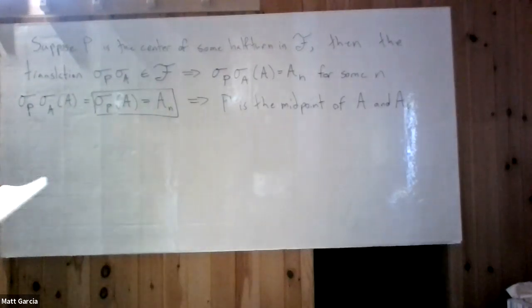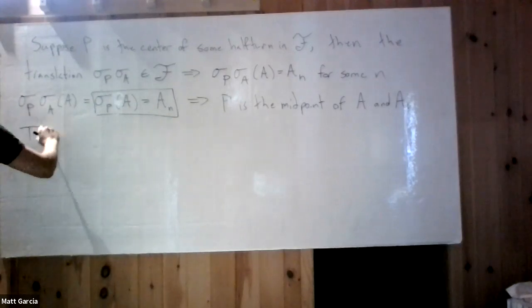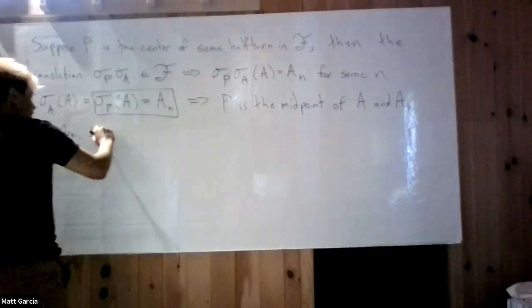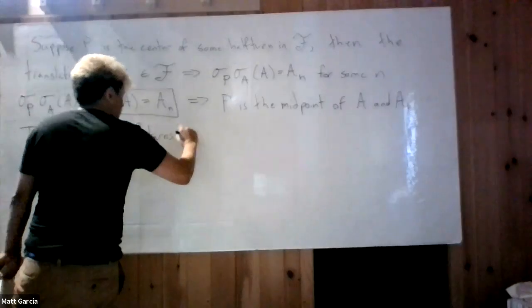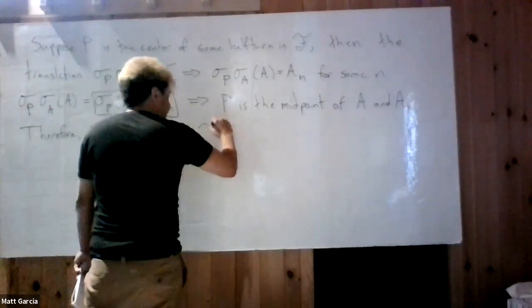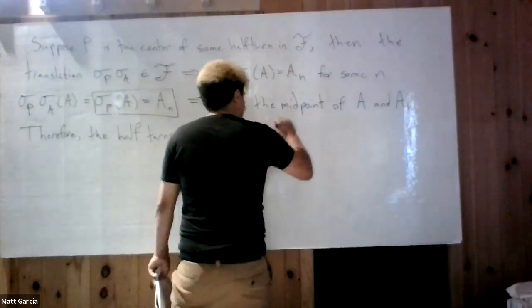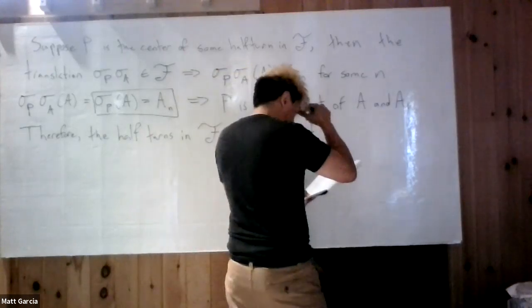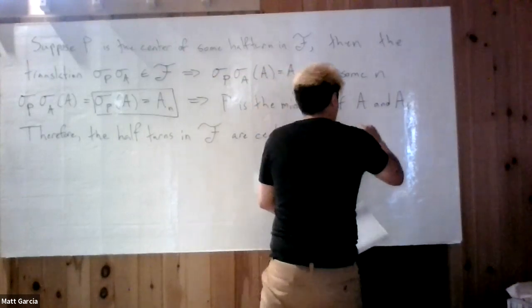So this allows us to make a fairly strong conclusion. Therefore, the half turns in F, some Frieze group, are centered at A_I or M_I.